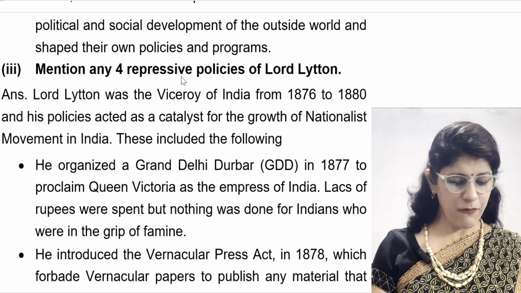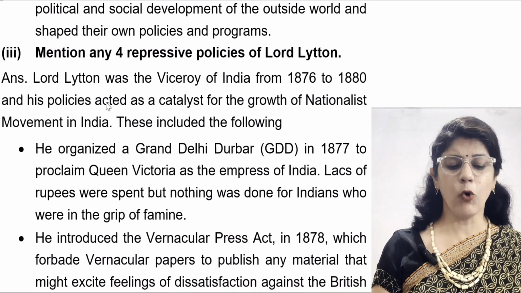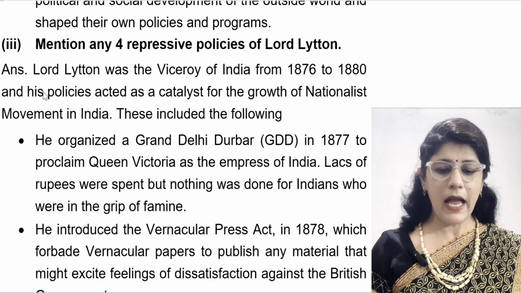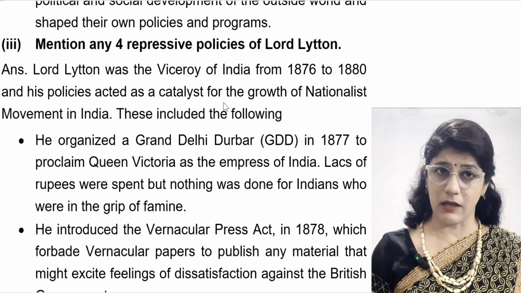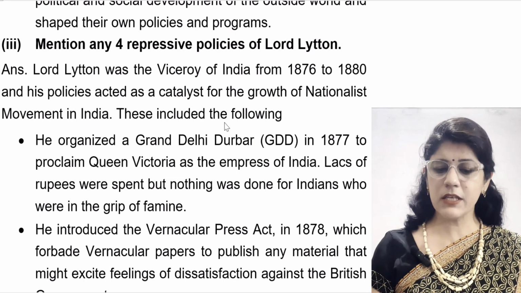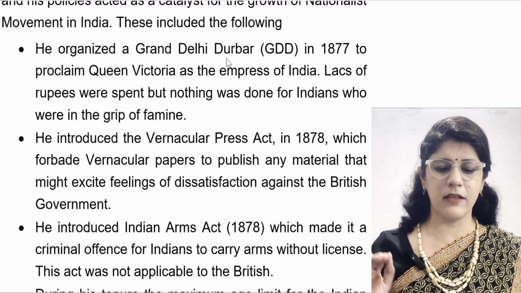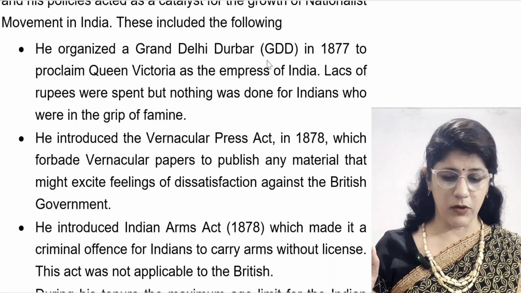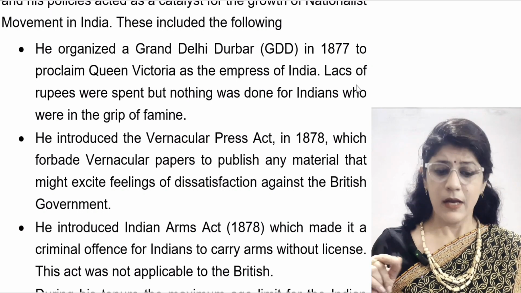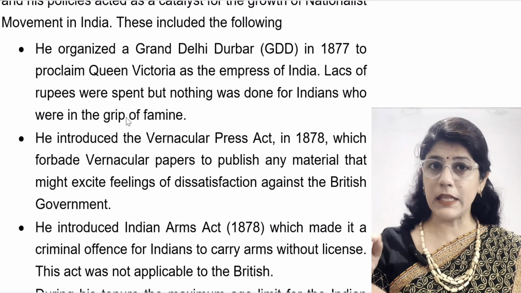Third point, mention any 4 repressive policies of Lord Lytton. Lord Lytton was the Viceroy of India from 1876 to 1880, and his policies acted as a catalyst for the growth of nationalist movement in India. These included the following. First point, he organized a Grand Delhi Darbar in 1877 to proclaim Queen Victoria as the Empress of India. Lakhs of rupees were spent, but nothing was done for Indians who were in the grip of famine at that time.